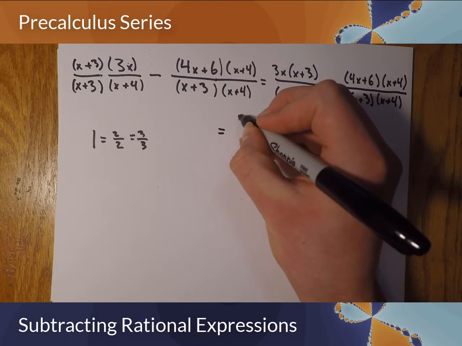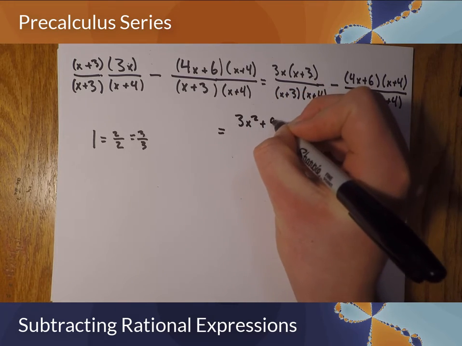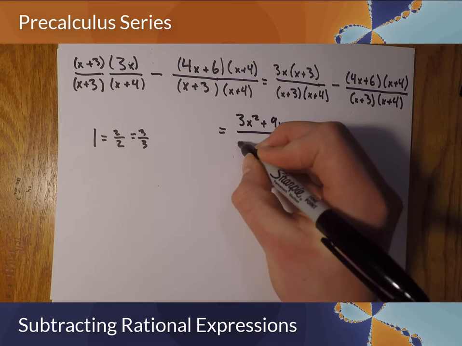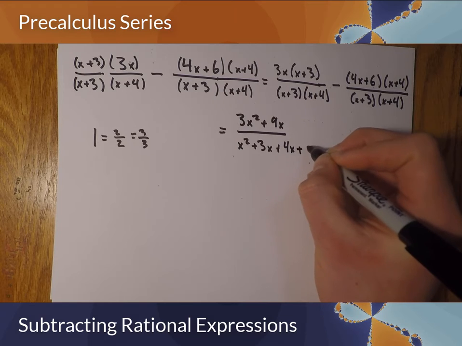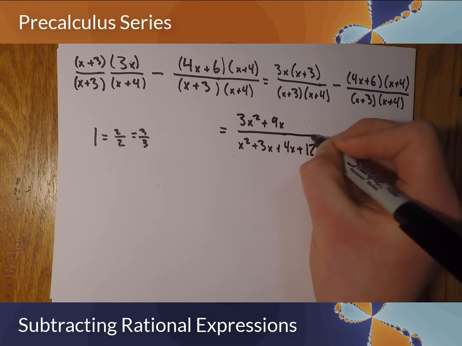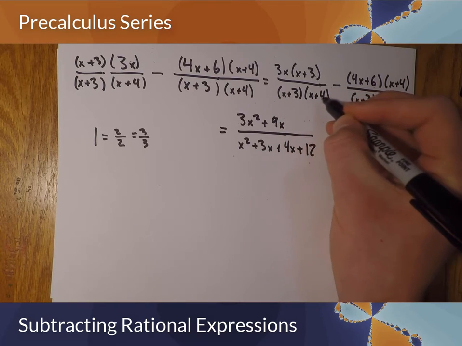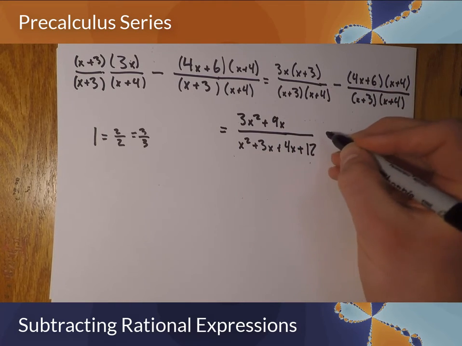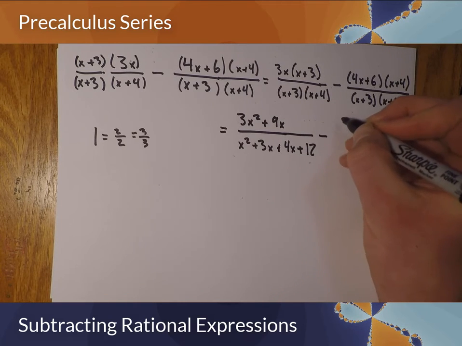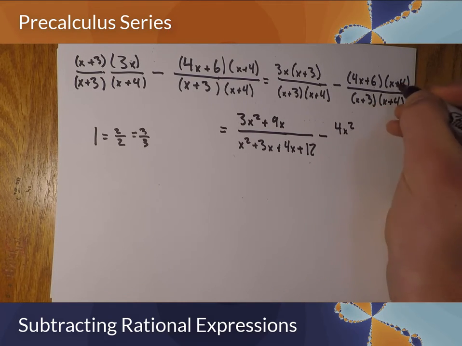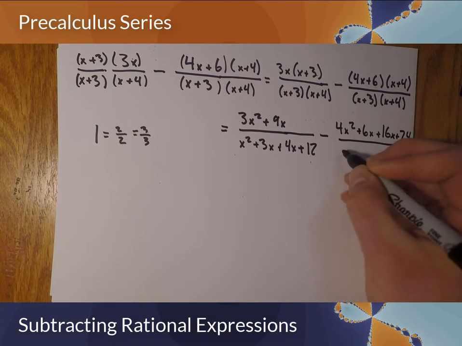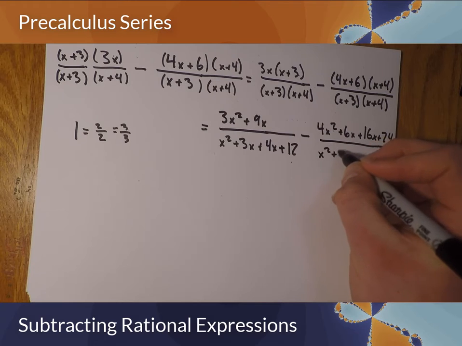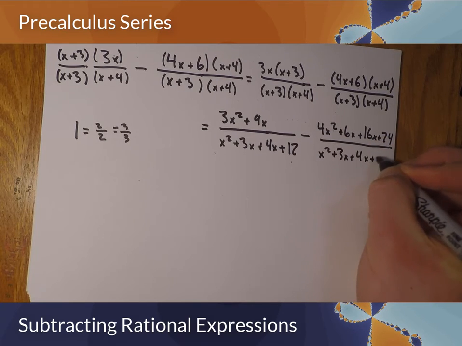So let's expand this real quick. This is equal to 3x squared plus 9x over x squared plus 3x plus 4x plus 12. We're just using FOIL here. And then subtract 4x squared plus 6x plus 16x plus 24, all over x squared plus 3x plus 4x plus 12.